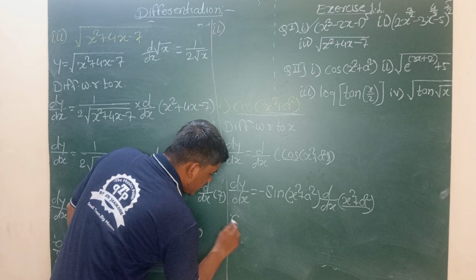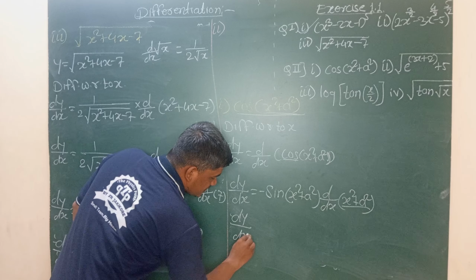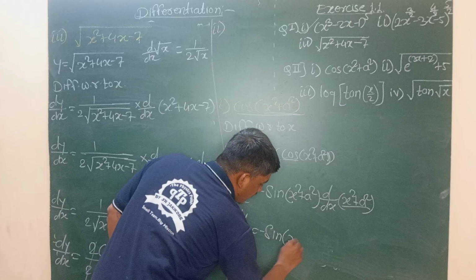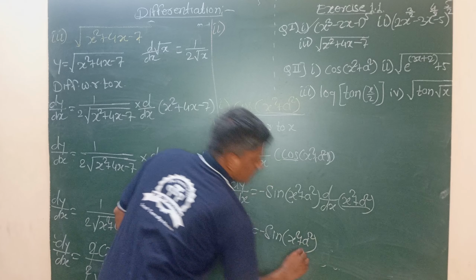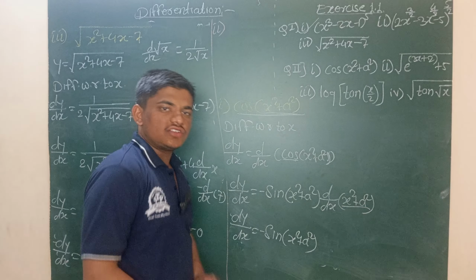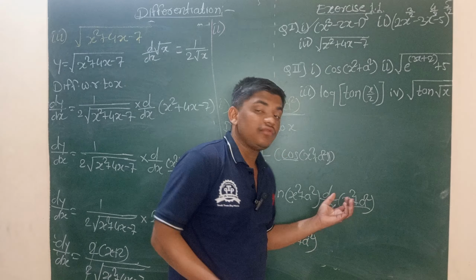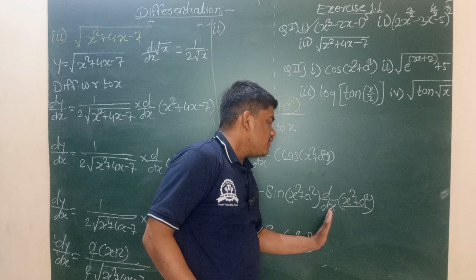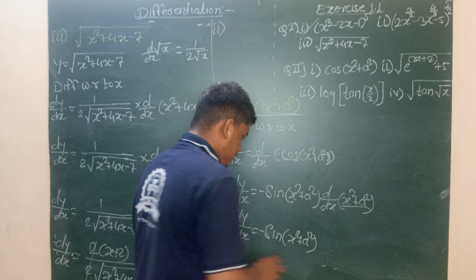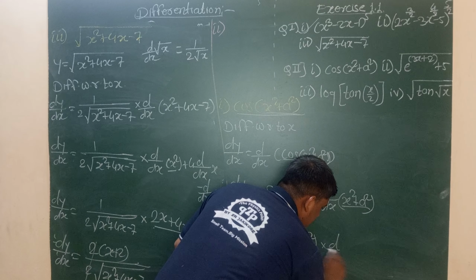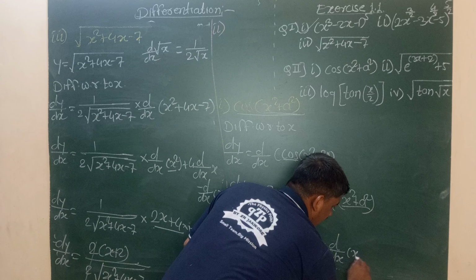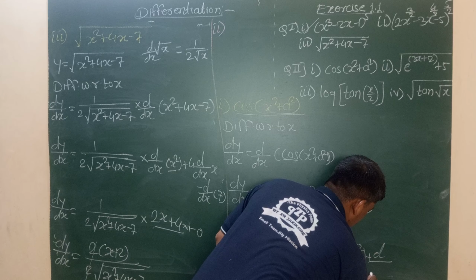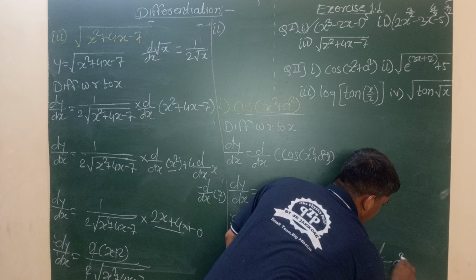Now the second step, dy by dx is equal to minus sine of the function x square plus a square. These are two different terms in the function, separated by the positive sign or plus symbol. That means we differentiate separately, d by dx of x square plus d by dx of a square.